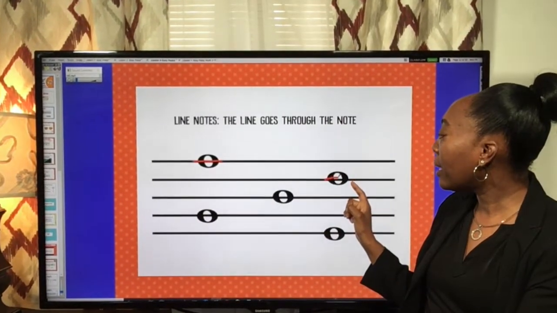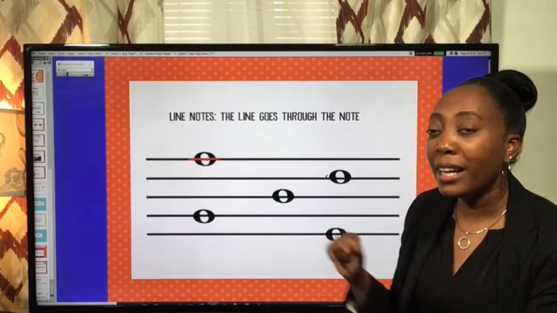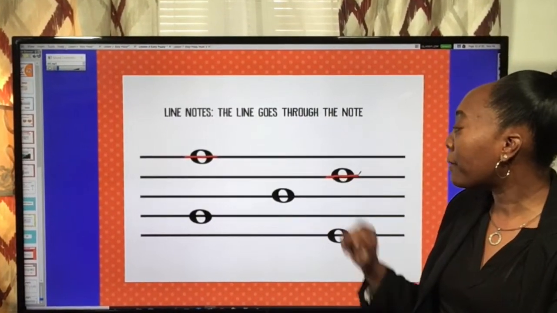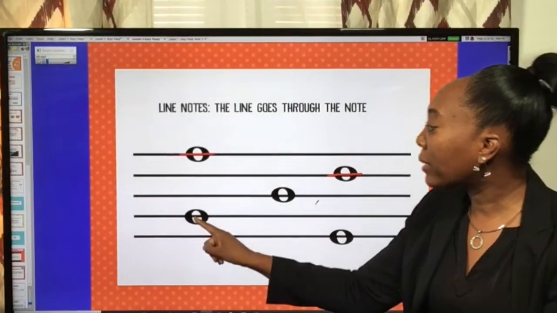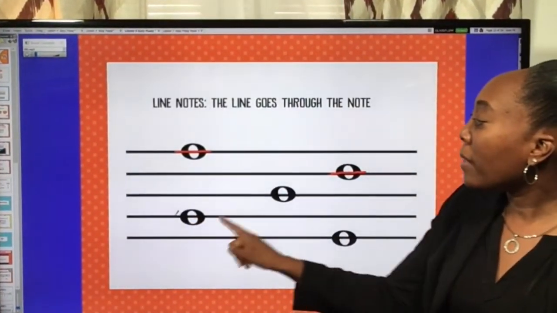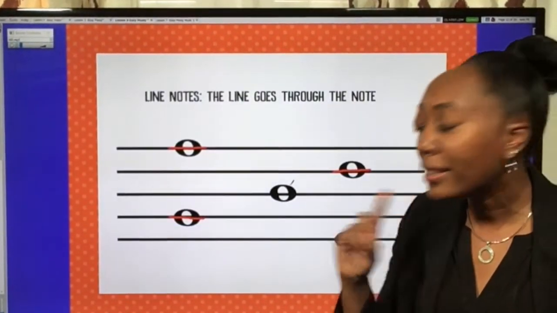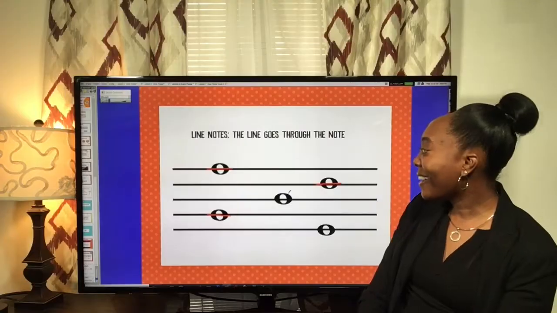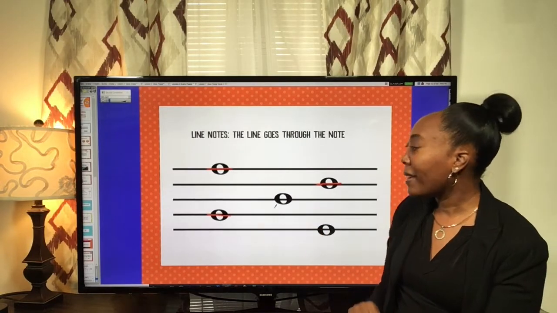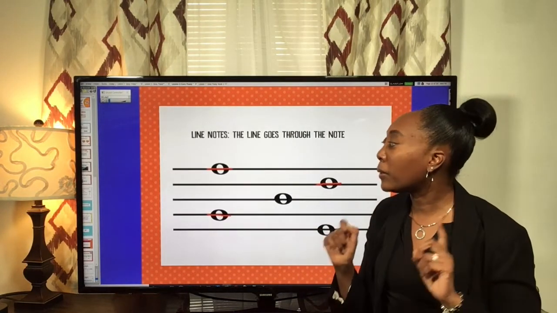And then let's give another example. Oh, here is a line note. The line is going through it. It's on the fourth line. All right, one more. Let's do this one. Oh, here is a note. The line is going through it. It's on the what? The second line. All right, and you get the idea, right? All right, so let's put this all together.